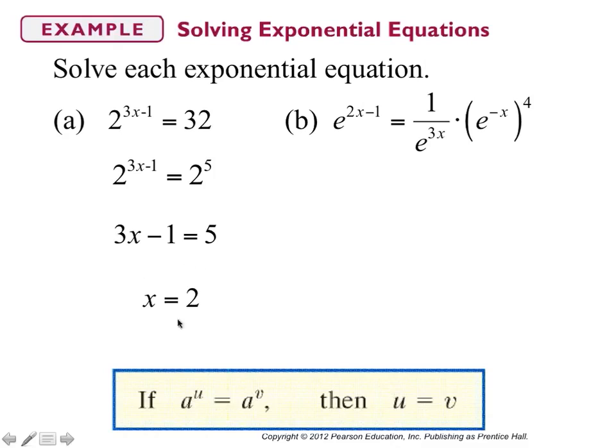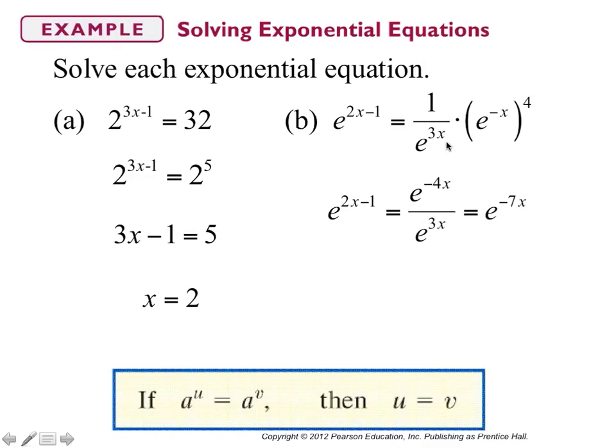Now that you have x equals 2, to check it you take 2, plug it into the original, and make sure that it works. What you'll get is 2 to the 6 minus 1 power, so that's 2 to the 5th power. You can double check that in your calculator, but that should give you 32.